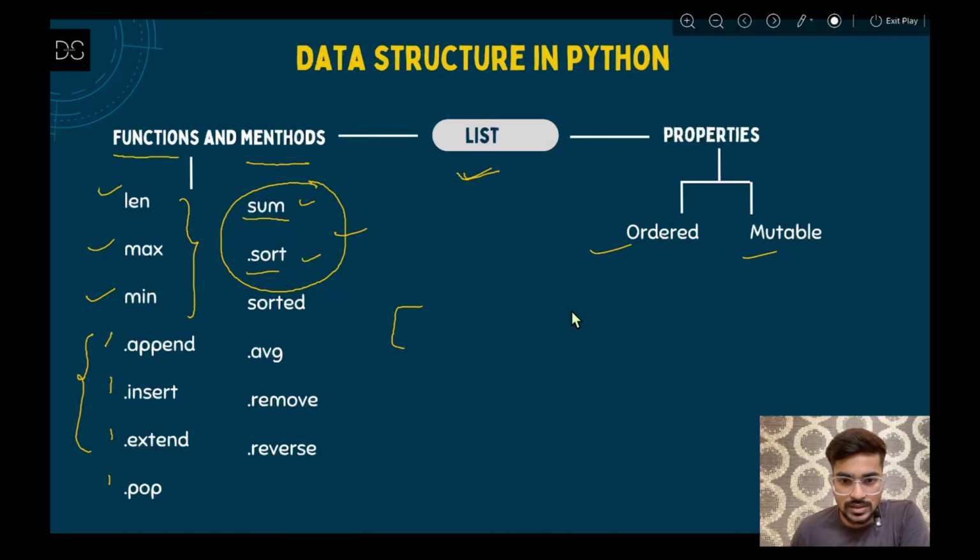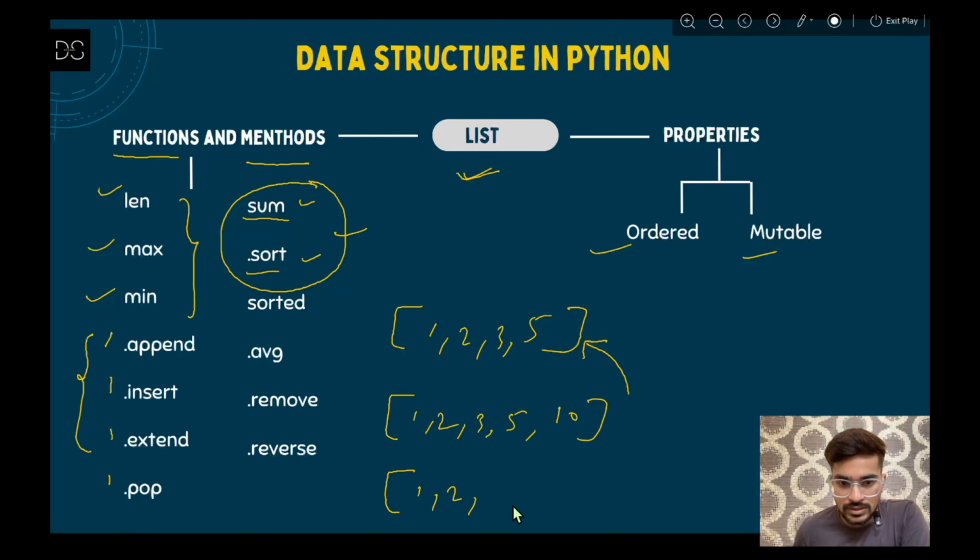Let's say you have an existing list 1 2 3 and 5, and you want to add some extra element to that, at any position. Let's say you want to add 10 at the end, or you can insert at any index, like 1 2 and then you want to add 2.5, then 3 5, like that. So these are insertions of an element. Now you can do it in 3 ways: using append, using insert and using extend.